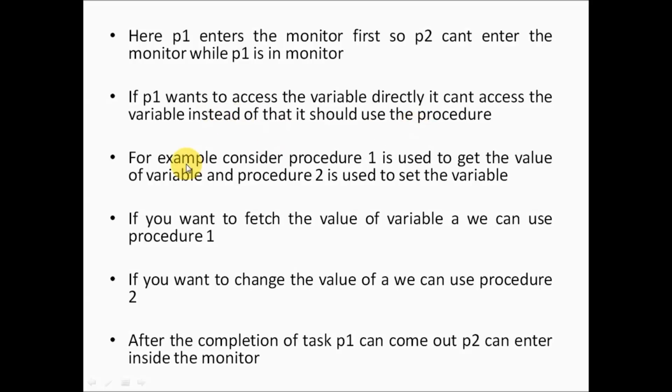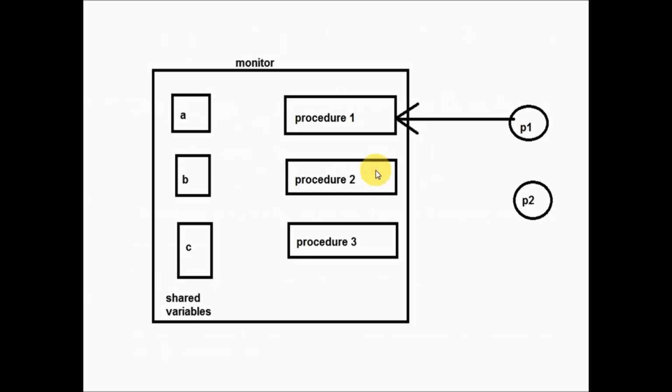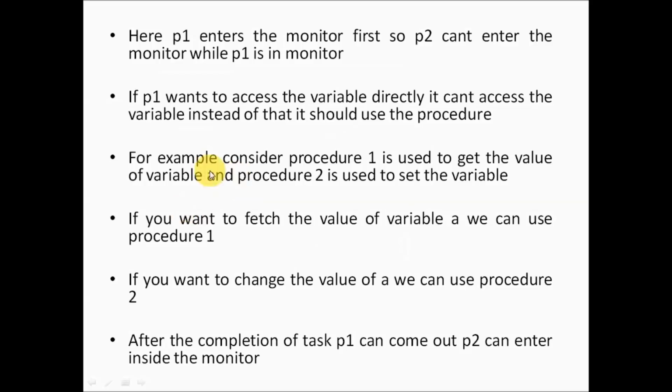For example, consider procedure 1. Here I am considering two procedures, procedure 1 and procedure 2. Procedure 1 is code to get the value of the variable. Procedure 2 is code to set the value of the variable. That means to change the value of the variable, I can use procedure 2, and to retrieve the value of the variable, I can use procedure 1.